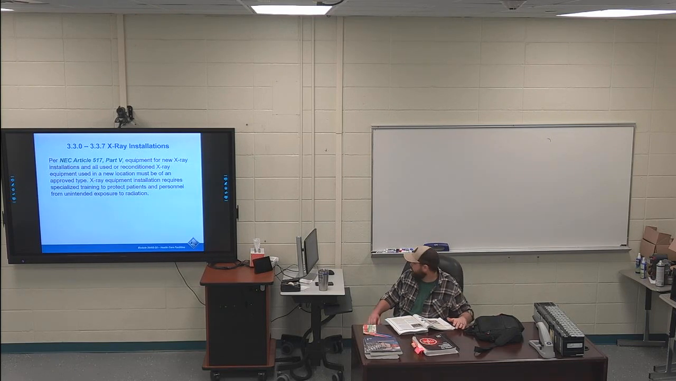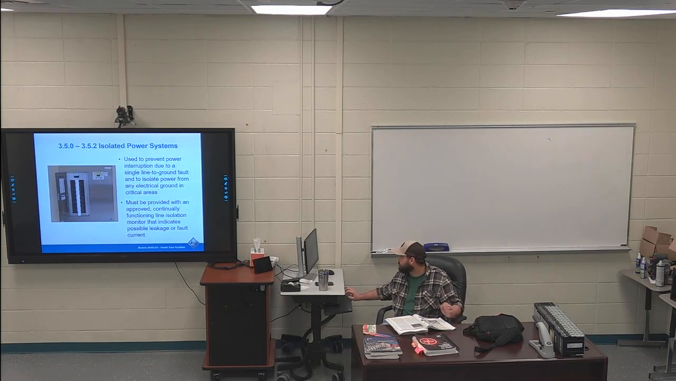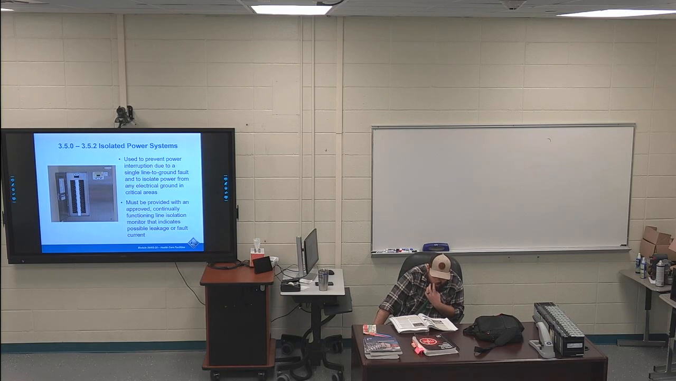Page 22, 350. Isolated power systems. First sentence is highlighted. Isolated power systems are used to prevent power interruption due to a single line to ground fault and to isolate power from any electrical ground in certain critical spaces. So figure 11 shows an isolated power system. You can see that panel board right there.